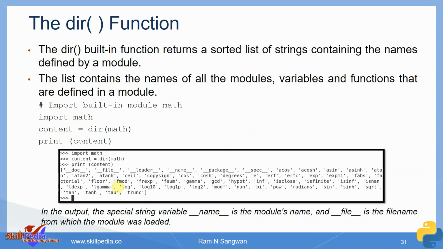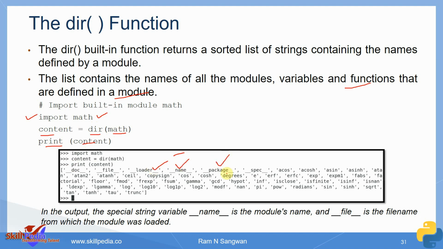The dir function. The dir function is a built-in function that returns a sorted list of strings containing the names defined by a module. The list contains the names of all the modules, variables, and functions that are defined in a module. For example, import math. You are importing the mathematics module. content equals dir(math), and you print the content. So you'll get all the functions which are declared in math.